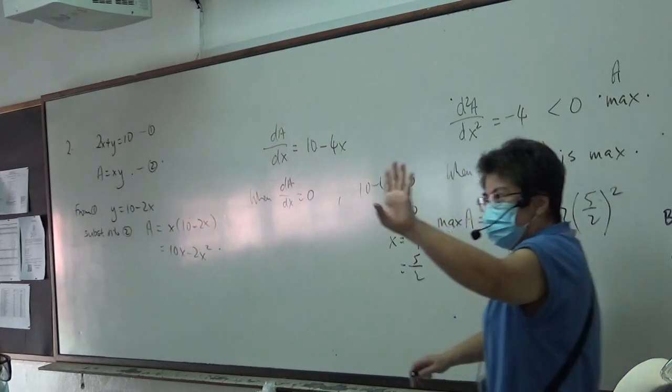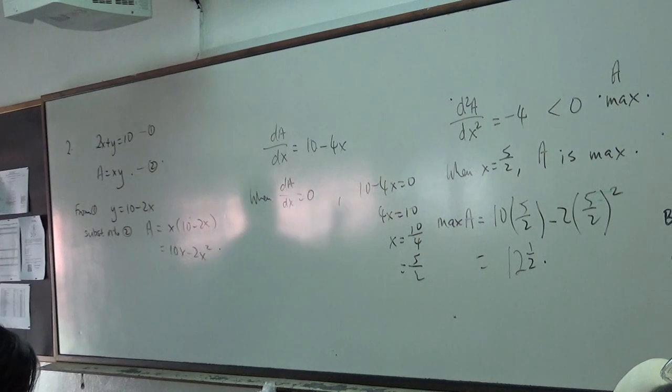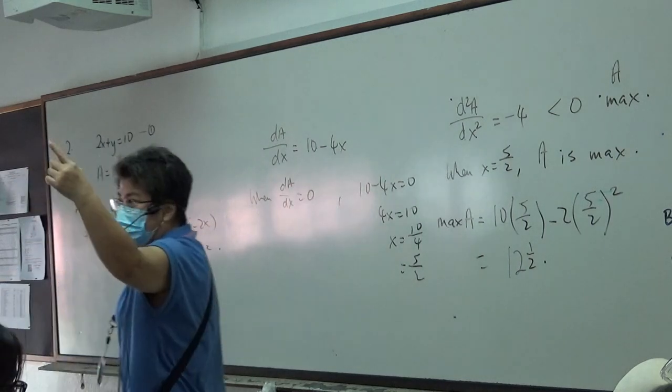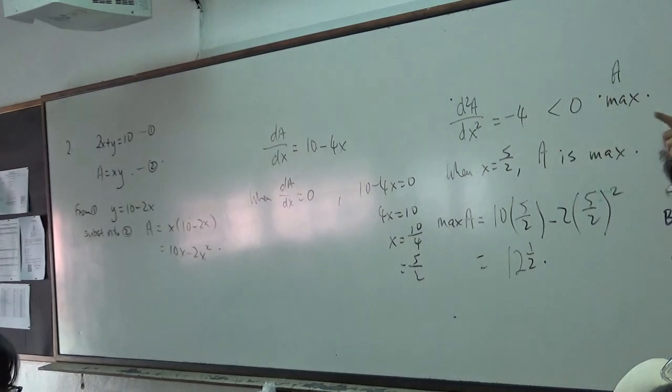Now, why did I choose 1C and question 2? I want to show you the difference. 1C is just to prove either max or minimum can be. Question 2 is after you prove maximum or minimum, you still got to find the value. So you got to read the questions carefully. Are you clear with what I'm talking about? Yes or no? Yes? Okay, good. Next, let's look at question number 3.